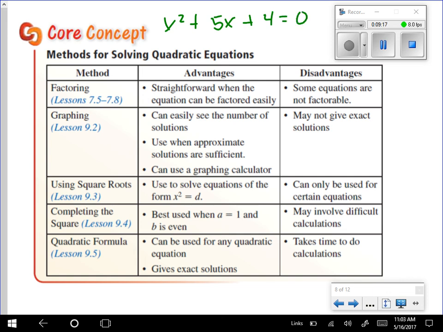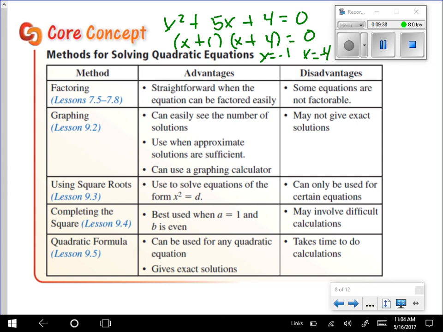Okay, so we could factor this to solve this equation. x plus 4 and x plus 1. So then I could set both of those equal to 0. So my x would equal negative 1 and my x would equal negative 4. So that's an example of where factoring may be a really good way to solve.